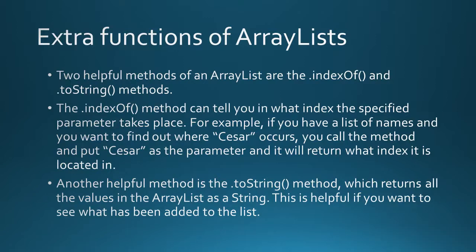Another helpful method is the toString method, which returns all the values in the array list as a string. This is helpful if you want to see what has been added to a list. The difference between the toString method of the array list and that of arrays is that the one of the arrays returns the address location of the array and not the values inside of the array.